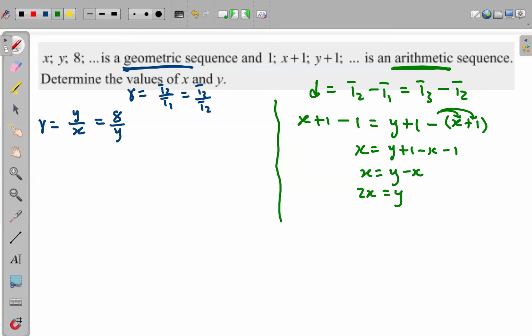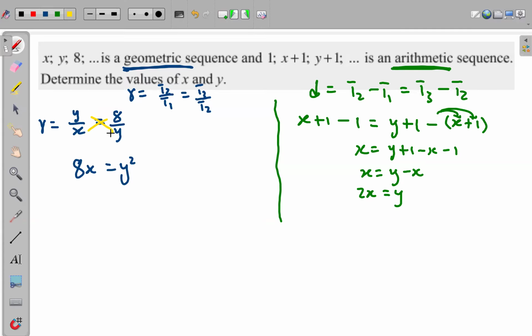Then when you get to this blue equation, if we cross multiply here, we're going to have the following. We're going to have 8x is equal to y squared. Whenever you have exactly one fraction on the left and one fraction on the right, you can always cross multiply. Okay, then, so we have 8x is equal to y squared.